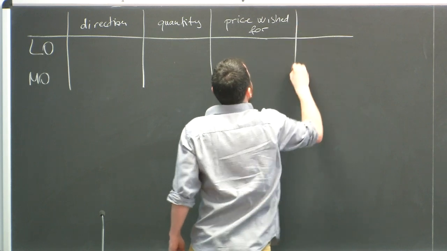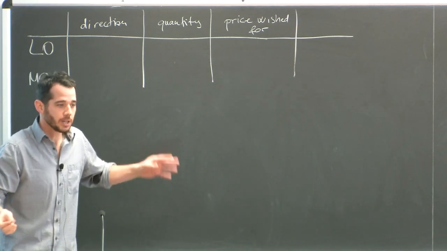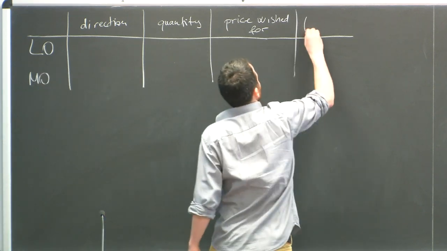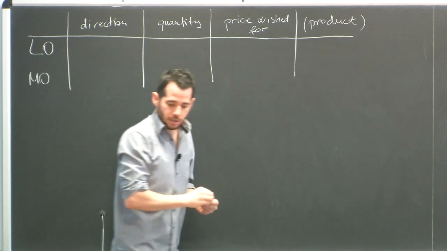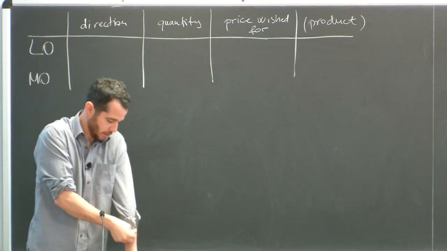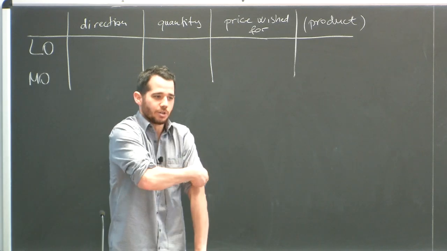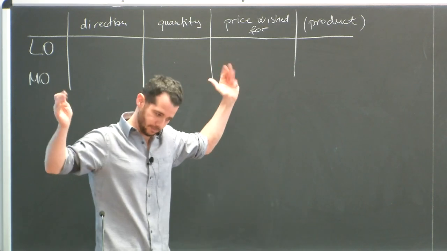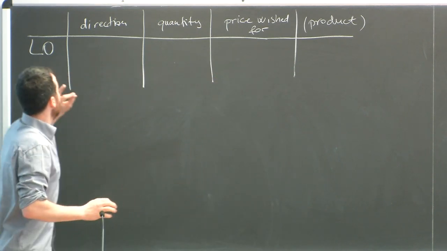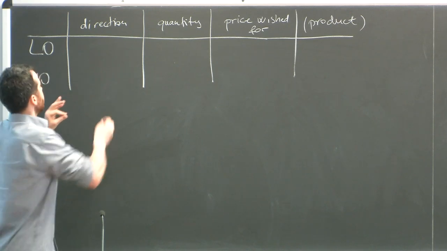And there is a hidden column here, which is: what are we discussing? The product, but I can always write it there. In most cases we are talking about single products, one given product. It may be the stock of Microsoft or whatever you're discussing. So at this moment, you're not choosing between Microsoft and Apple. It's one given product. So what does direction mean? Direction means buy or sell.